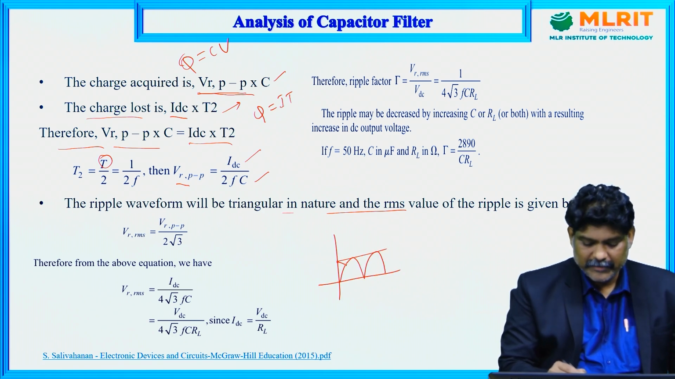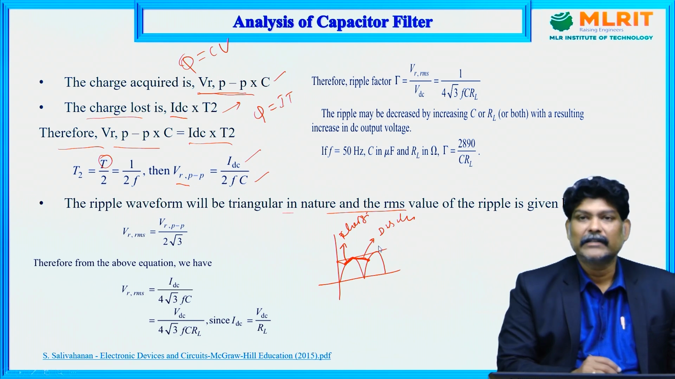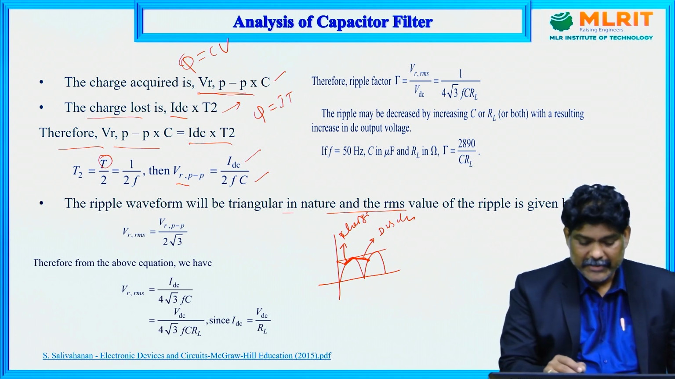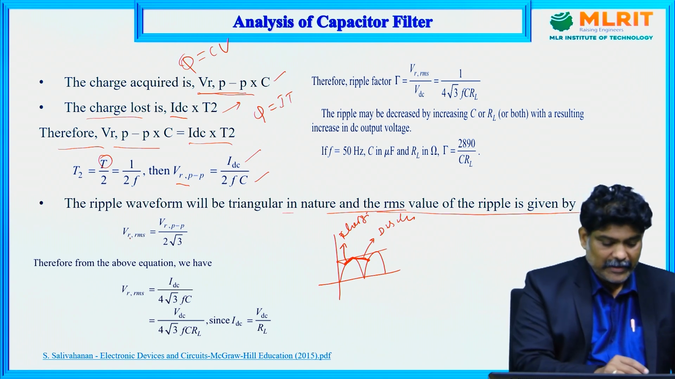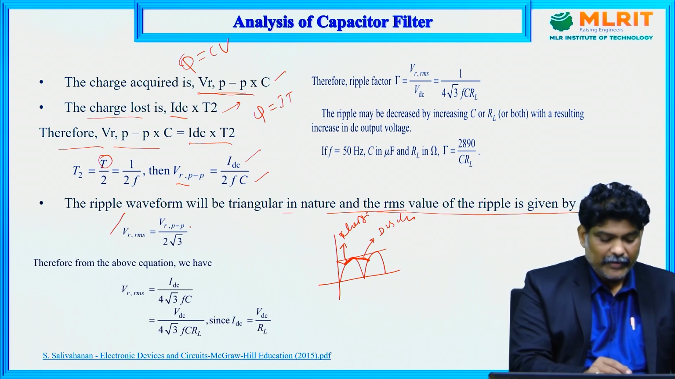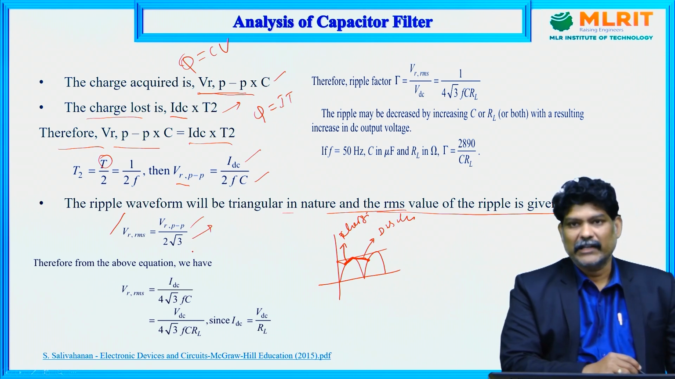So this is your capacitor charging time and this is the discharging time. If you equate these two times, this looks like a triangular waveform. For the triangular waveform, the RMS value of the ripple is given by Vrms is equal to Vr peak to peak upon 2 root 3. This is the standard form for a triangular waveform.